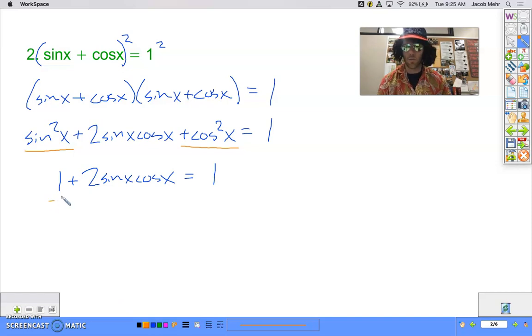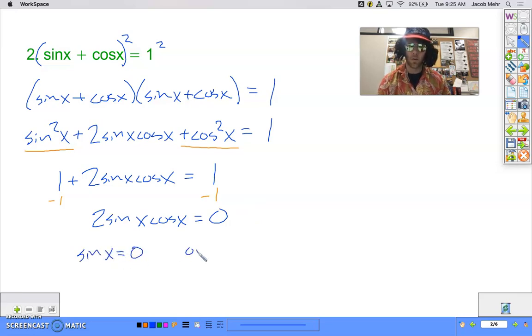Now we can see it's really easy to get this thing equal to 0 by subtracting 1 on both sides, and now we have a product equal to 0. Now if we divide by 2 on both sides, we just get sine of x times cosine of x equals 0, so we have the sine of x equals 0 or the cosine of x equals 0 using our zero product property.